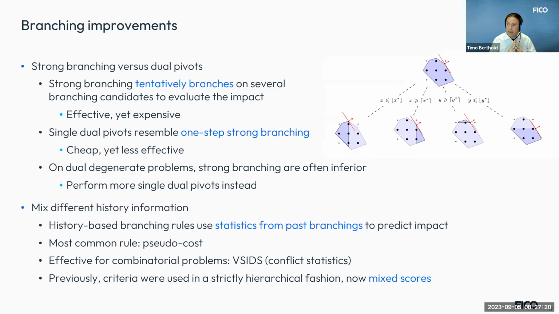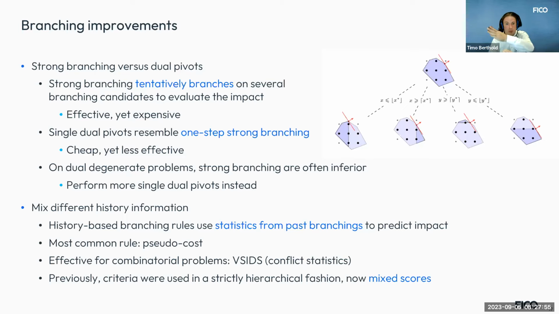So we looked at strong branching, which is a technology that tentatively branches on several branching candidates to evaluate the impact. So it actually creates all of these branches. It actually solves the relaxation in each of these branches, which is quite expensive, but it's a very effective branching strategy. And there's another technology called single dual pivots, which is something like a one-step strong branch, which is for linear algebra reasons much cheaper to compute.